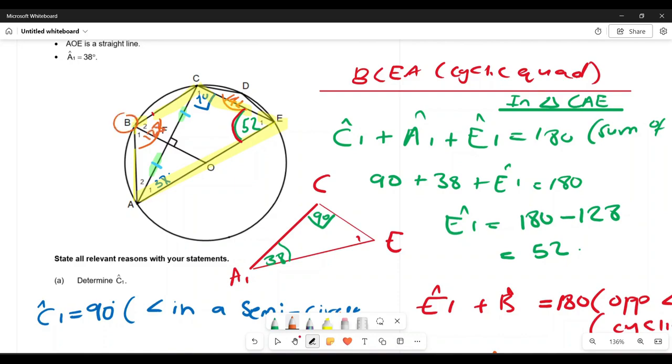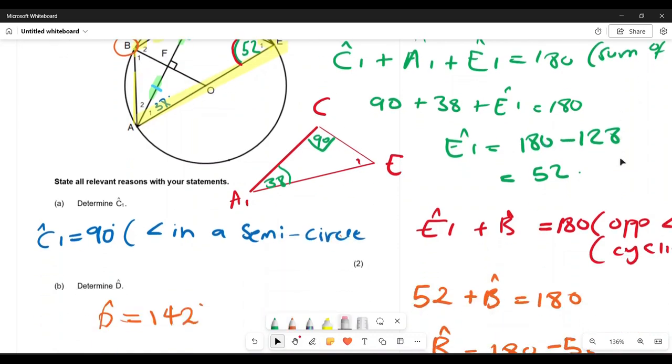Right. So this is 128. Yeah, I feel like that's better. Let me just erase here. All right. Now let's see what the other question is requiring from us.